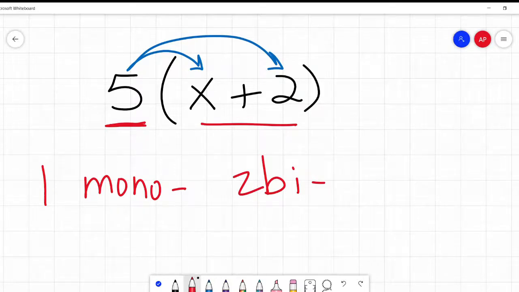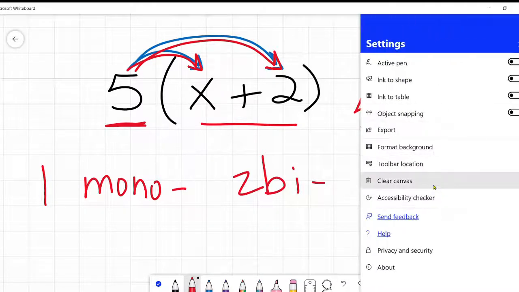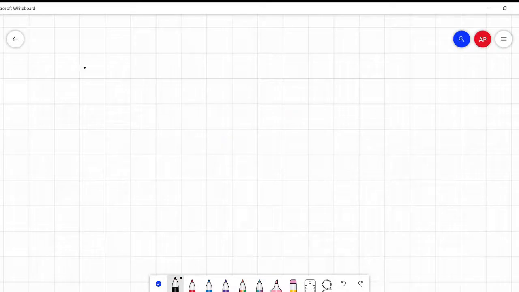In that example, just as a quick refresher, we would multiply individually by the two terms inside the binomial. So in this, we do 5 times x first. That's 5x. That's that right there. And then 5 times 2 is 10. And we've multiplied the monomial by the binomial. So what if it's two binomials? What if it's something like this?